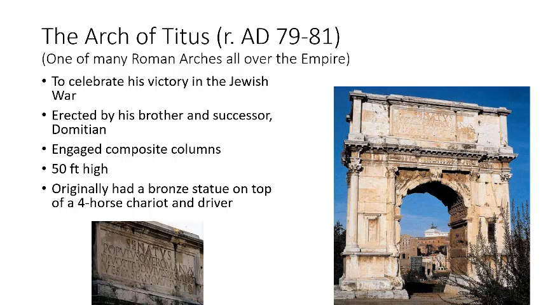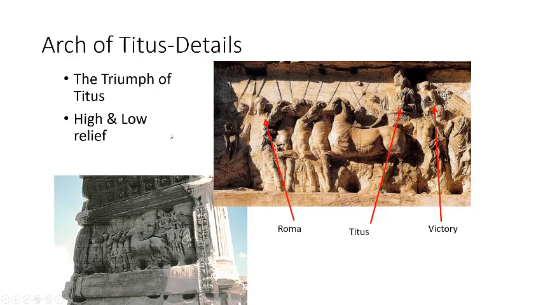People would build these arches as a monument to their victory. And this is meant to celebrate the victory in the Jewish war. It was erected by his brother and successor, Domitian, and it's got engaged composite columns here. See these columns, how we only see sort of half of them. That means they're engaged. It's 50 feet high and originally had a bronze statue on the top with a four-horse chariot and driver. You can see here's the dedication, and I won't go into the reading of it.